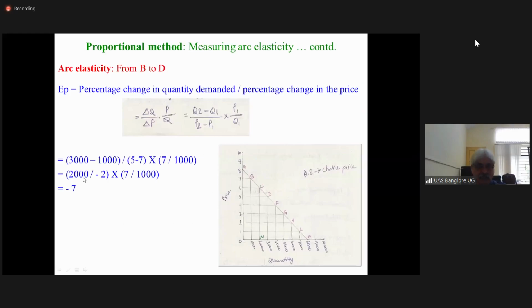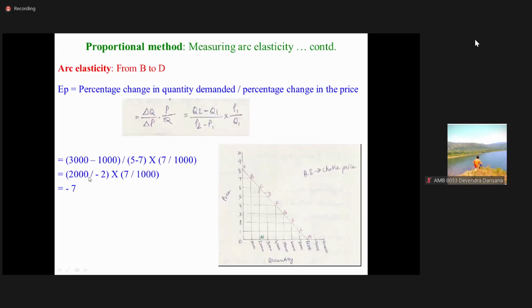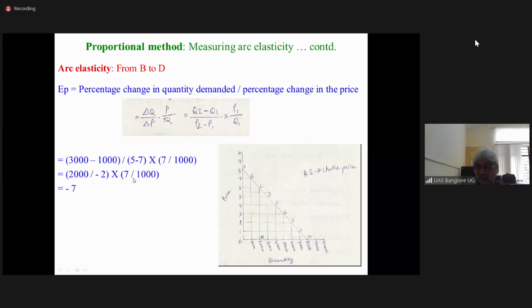In another one, it is positive. Denominator is 2. Here it is negative. In the next one, it is positive. But the values are the same. Only the signs are different. Whereas this is the base, the original quantity, original price.